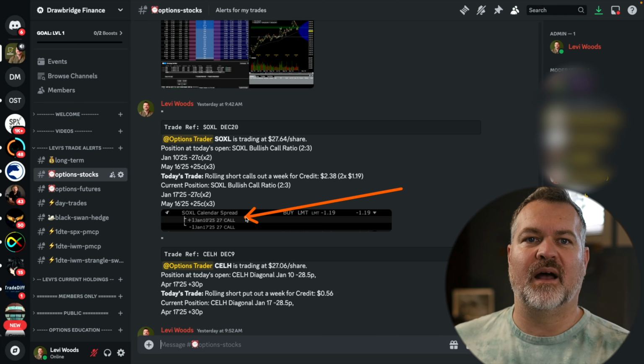I bought 2 and I sold 2. That's a limit order, $1.19. This is the fill price. So that's what I was asking. This is what I filled. And that's it. That's an adjustment.